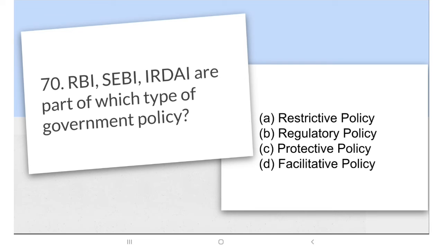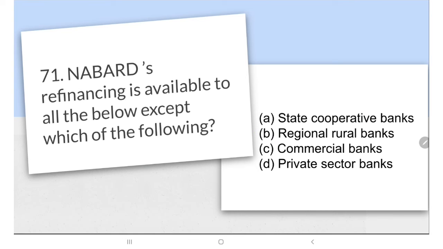Question 70. RBI, SEBI, IRDAI are part of which type of government policy? So all three are regulatory policies. RBI regulates banks. SEBI regulates primary and secondary markets. IRDAI regulates insurance and insurance companies. Let's see the next question.